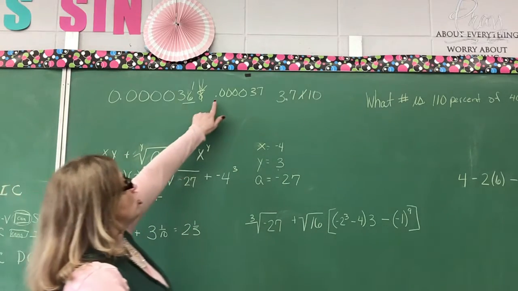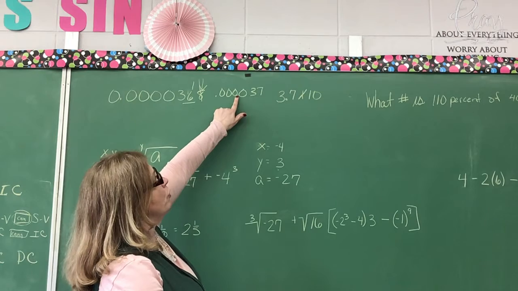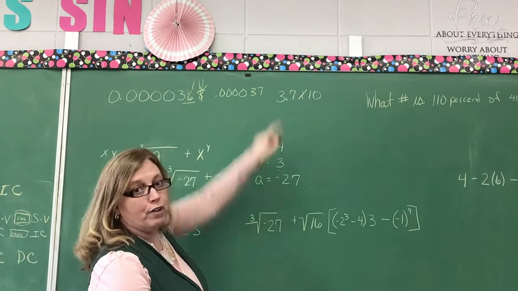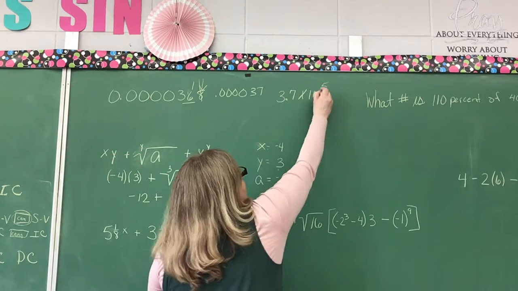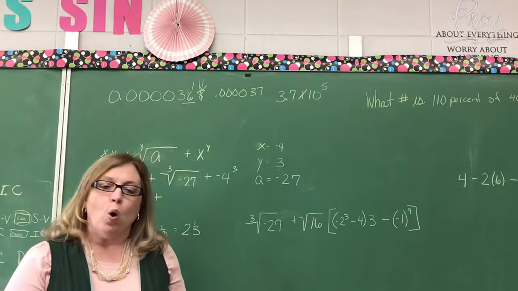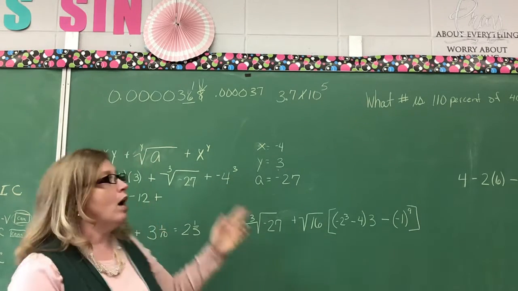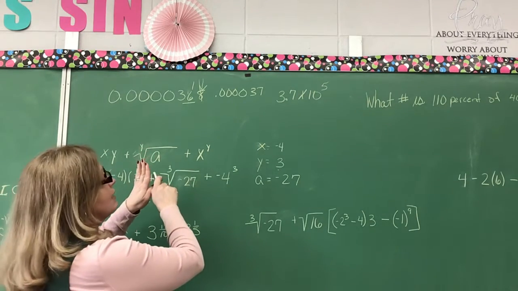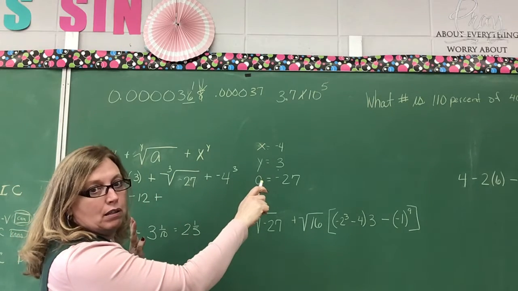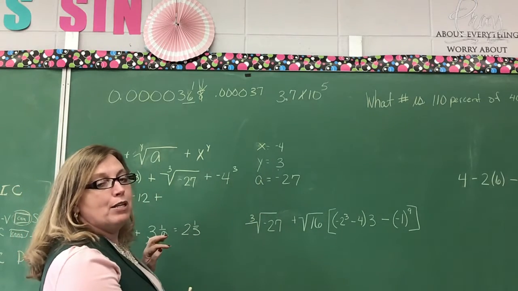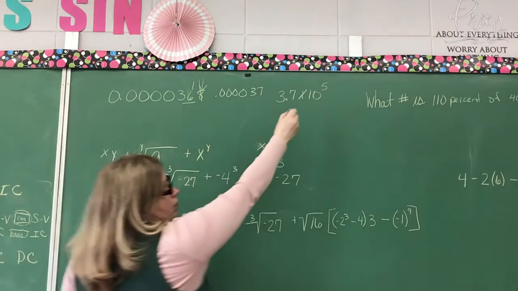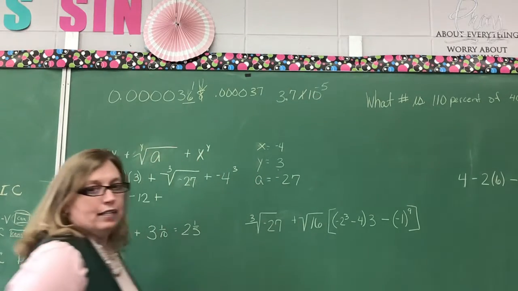How many places did you move it? 1, 2, 3, 4, 5. You moved it 5 places. Is that positive or is that negative? Well, you had to move the decimal to the right, okay? So that means that our sign is going to be a negative sign.